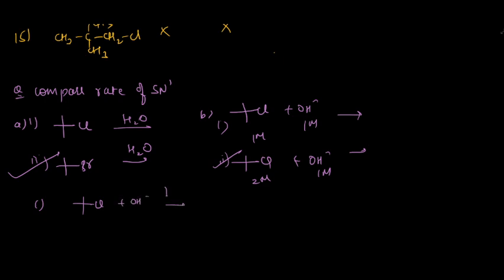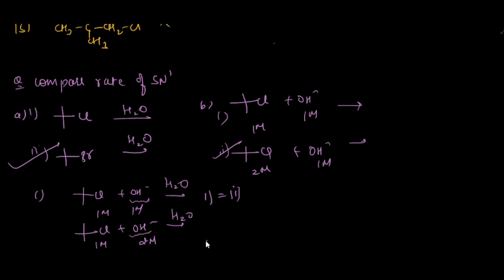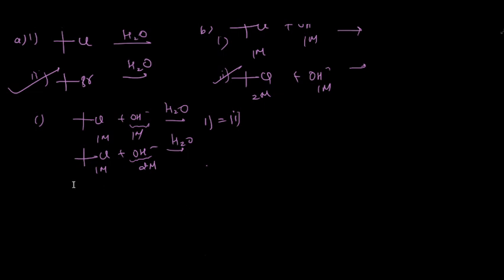See, OH minus then H2O, Cl, OH minus and H2O. This is 1 molar, this is 1 molar, this is 1 molar, this is 2 molar. So what will happen? The rates are equal. First equals second, because the rate doesn't depend on the concentration of the reacting species. It only depends on the concentration of the reactant. D.